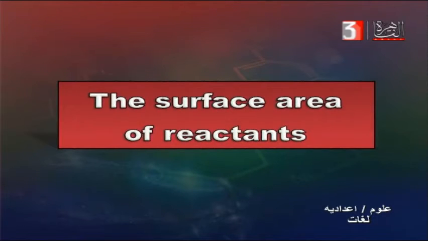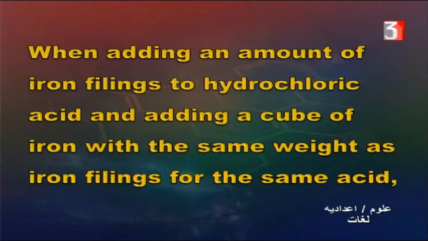The surface area of the reactant is the second type of nature of the compound. When adding an amount of iron filings to hydrochloric acid, and adding a cube of iron with the same weight as the iron filings to the same acid. So we will add the iron filings to hydrochloric acid in one test tube, and in the second tube we will add a cube of iron with the same weight as the iron filings to the same acid.